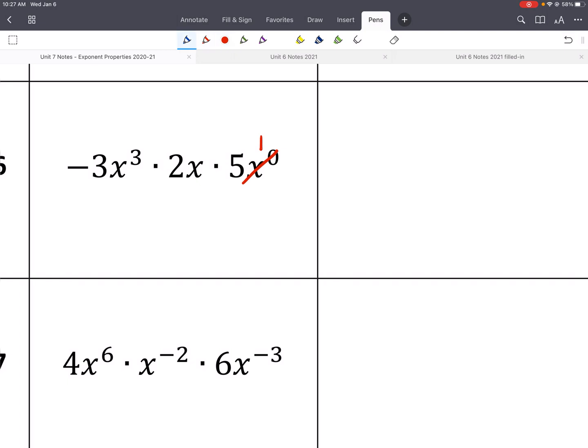We also have these coefficients. We multiply coefficients just as normal, so maybe we can simplify that up. So negative 3 times 2 is negative 6, and negative 6 times 5 is negative 30. So maybe I'll just have a separate step for this.